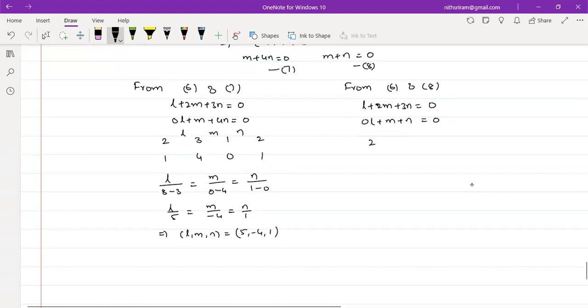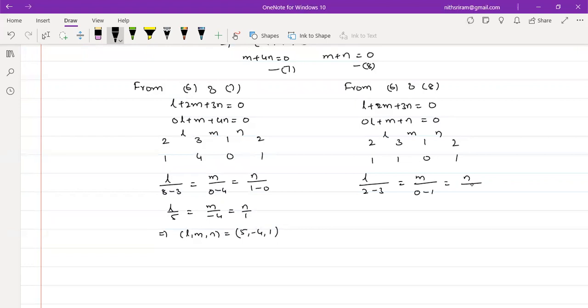So starting from the coefficient of M, we have to write 2, 3, 1, 2. From the second equation, we have to write 1, 1, 0, 1. So this is L, M, N. So L by 2 ones are 2 minus 3, is equal to M by 3 zeros are 0 minus 1, is equal to N by 1 minus 0. So finally we get L by minus 1 is equal to M by minus 1 is equal to N by 1. So this implies we get L, M, N is equal to minus 1 comma minus 1 comma 1.